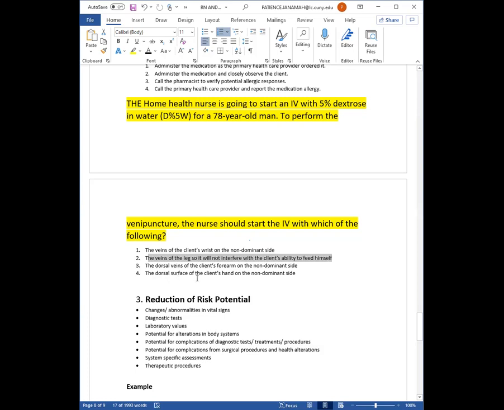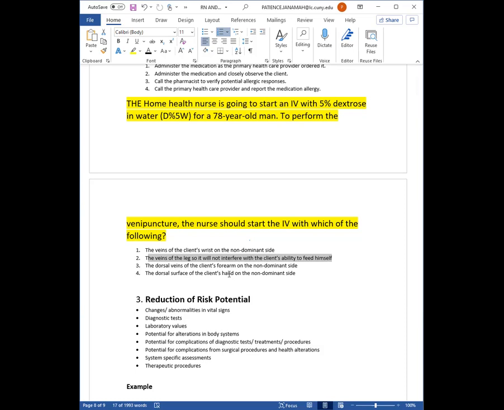The dorsal surface of the client's hand. Dorsal surface of the client's hand. This is what they are talking about. Dorsal surface of the client's hand on the non-dominant hand.